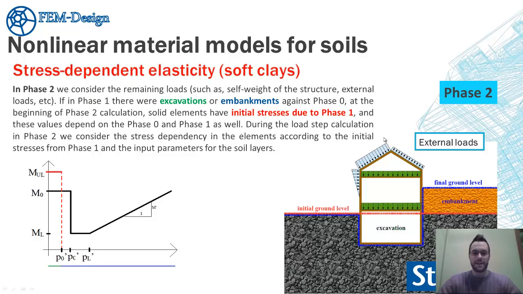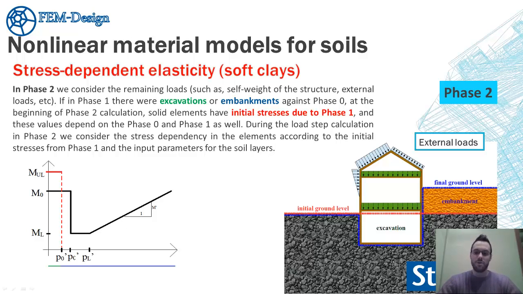So in phase 2 there is the consideration of the external loads. So in phase 2 we consider the remaining loads such as self-weight of the structure, external load and so on. So if in phase 1 there were excavation or embankments, again phase 0, at the beginning of phase 2 calculation solid elements have initial stresses due to phase 1 as I mentioned earlier. And these values depend on phase 0 and phase 1 as well. During load step calculation in phase 2 we consider stress dependency in the elements according to initial stresses from phase 1 and the input parameters for the soil layer also.